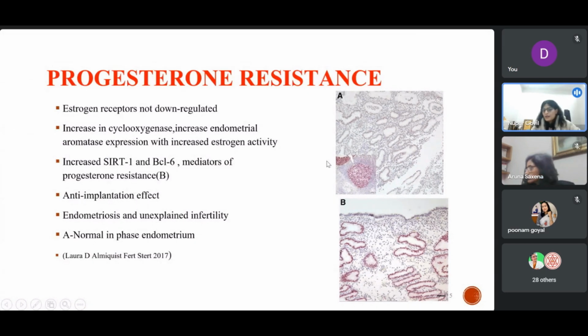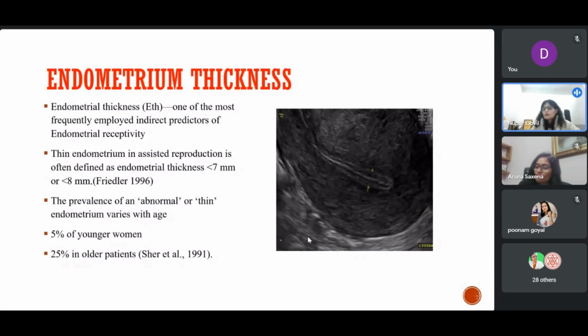So there are two images here where we see the first image, which is a normal mid phase endometrium, and phase B, where there is increased expression of SIRT1 and BCL6, and they indicate that if these mediators are present, these patients require higher dose of progesterone to get proper receptivity in the endometrium. So we discussed the functionality of the endometrium.